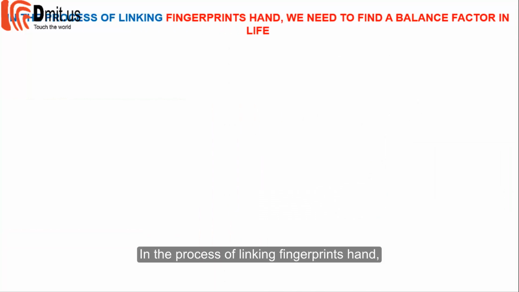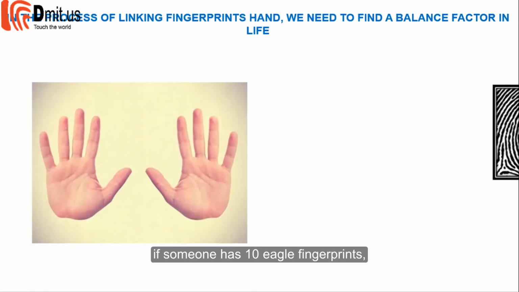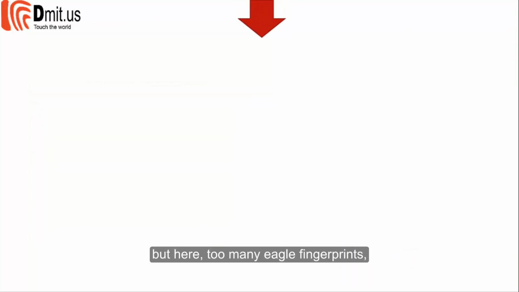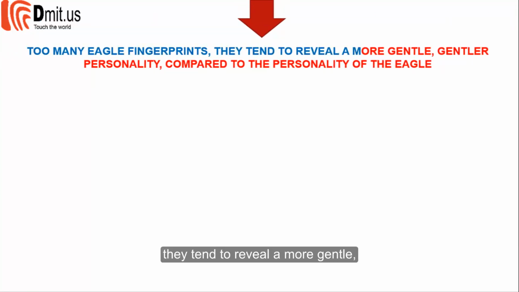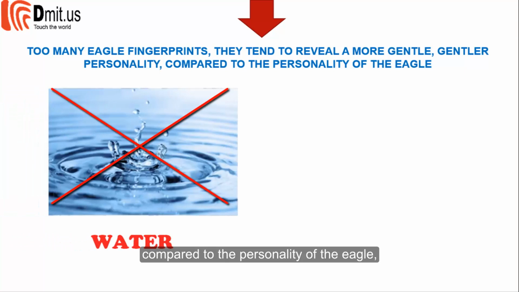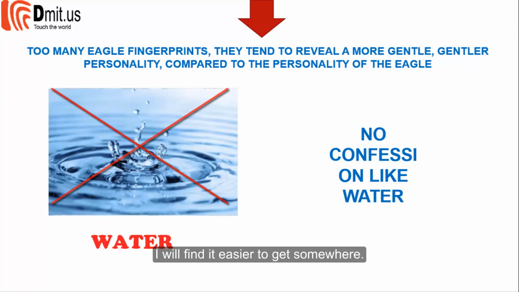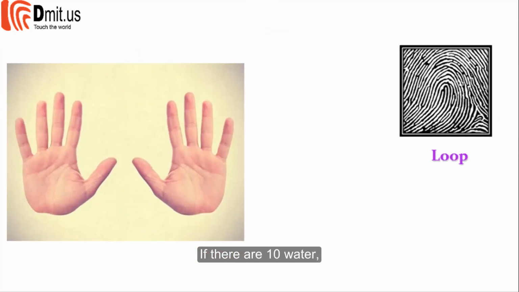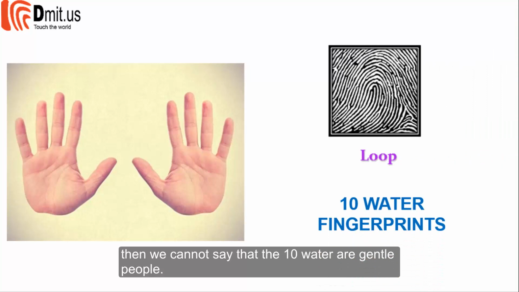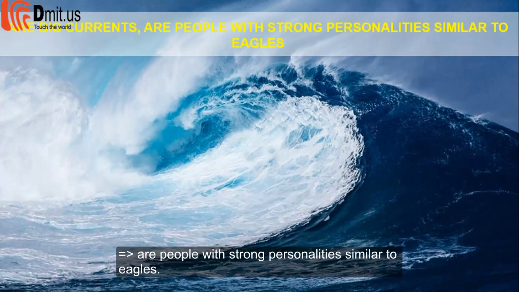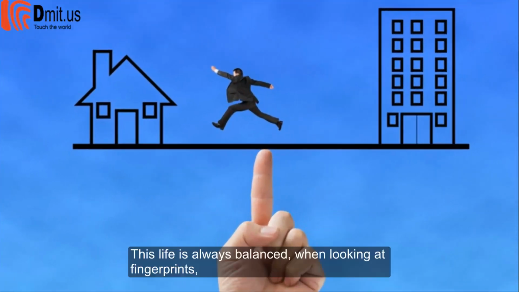In the process of linking fingerprints on the hand, we need to find a balance factor in life. For example, if someone has 10 eagle fingerprints, their personality is extremely strong. But with too many eagle fingerprints, they tend to reveal a gentler personality. Compared to the personality of the eagle, they do not confront like water, but react from the side, and I will find it easier to get somewhere. If there are 10 water fingerprints, we cannot say that these are gentle people. 10 water fingerprints are big currents, people with strong personality similar to eagles. This life is always balanced.